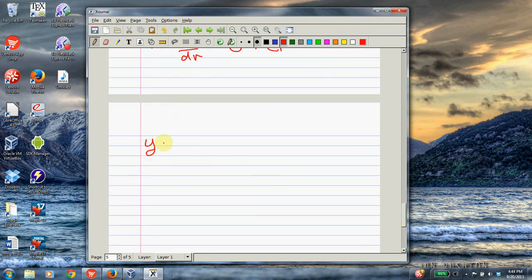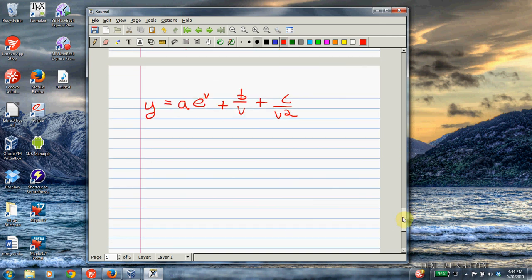And so there's at least one more here. It's the last one in the column. It says y is equal to a times e to the v plus b over v plus c over v squared. Now v seems to be the variable, but yeah, it's ambiguous, but it looks like v is the variable. So let's find y prime. And notice how the Leibniz notation is a little bit more precise, right? Because Leibniz notation is totally unambiguous about what the variable is. It says that it's v.